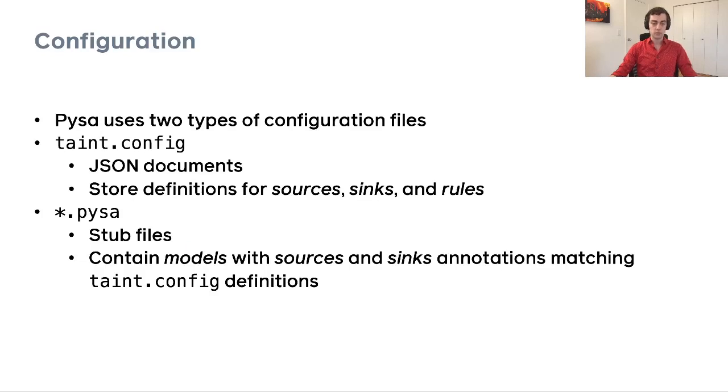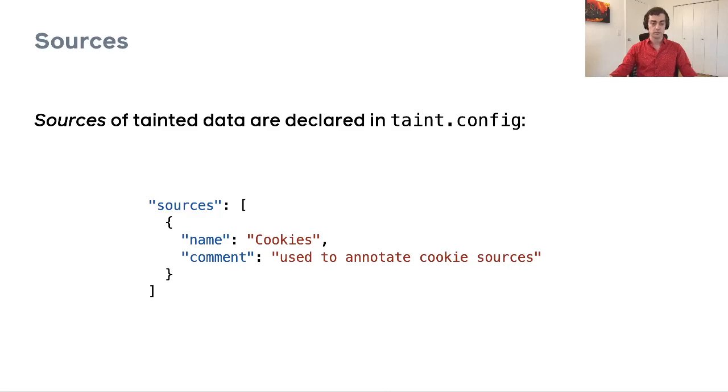When configuring Pysa, there are two important files to be aware of. The taint.config file is a big JSON document that has definitions for all the things we're going to talk about. So it has definitions for sources, for sinks, for rules, and for other things that will come up later. All the files with .pysa extensions are stub files. They contain models that tell Pysa what are sources, what are sinks, and a bunch of other pieces of configuration that you can give Pysa. All the sources and sinks that you use in your Pysa files have to first be defined in the taint.config file. So let's start with sources. Sources are defined in taint.config like this.